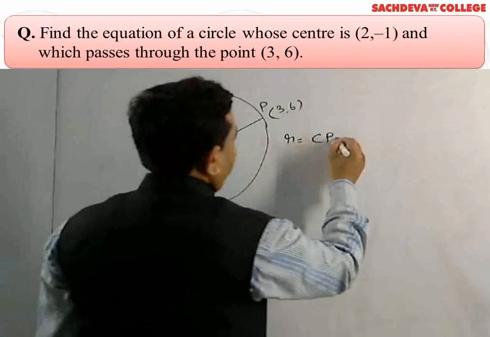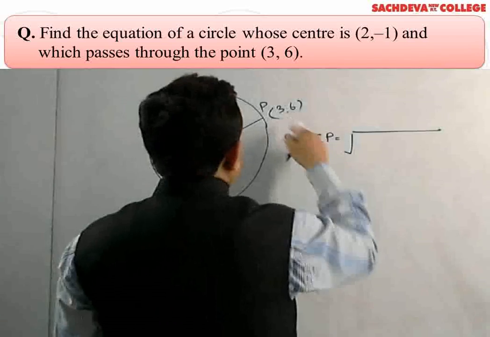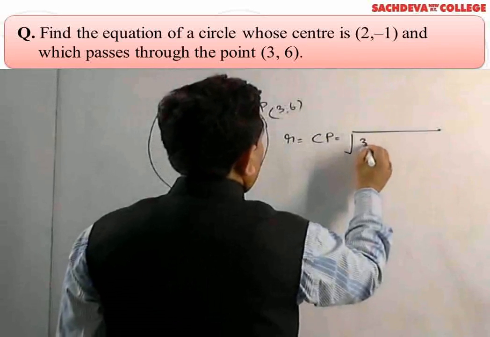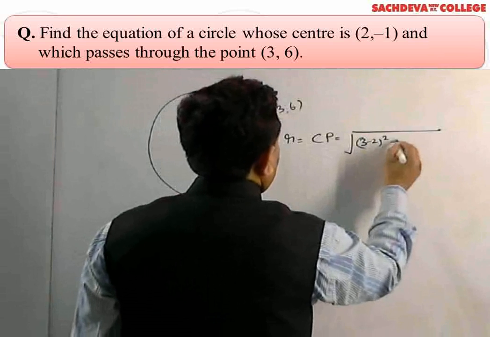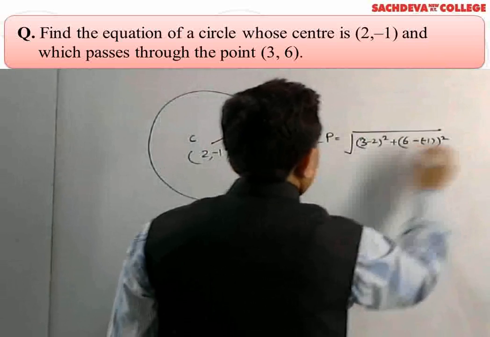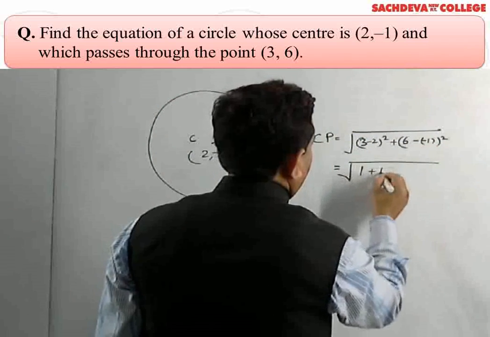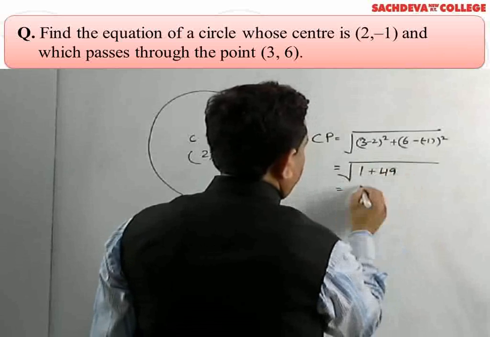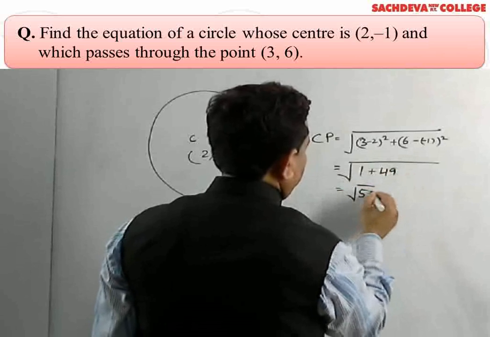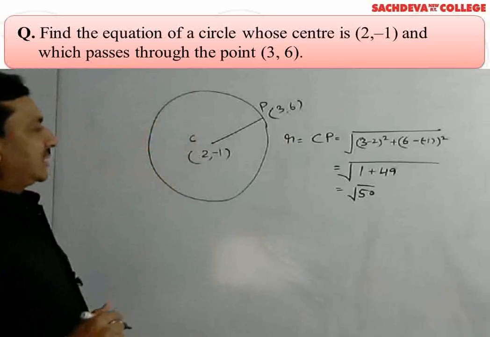So CP will be equal to under root (x2 minus x1) whole square, (3 minus 2) whole square plus (6 minus minus 1) whole square, which is equal to under root 1 plus 49, equal to under root 50. So the radius of the circle is under root 50 and the center of the circle is (2, -1).